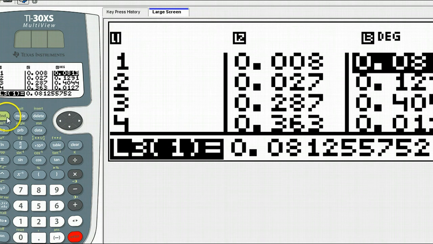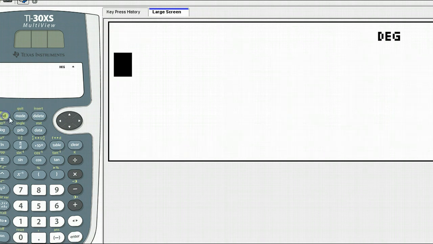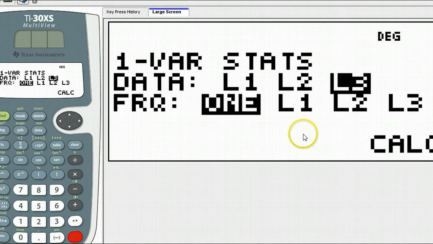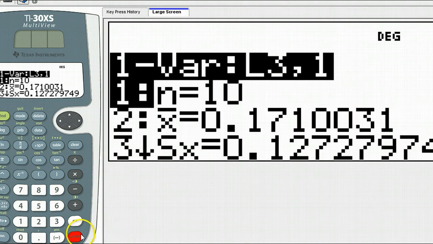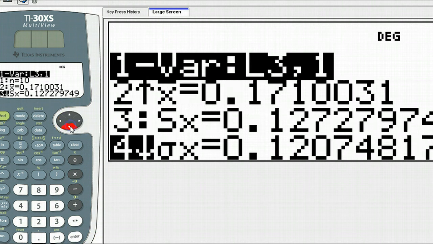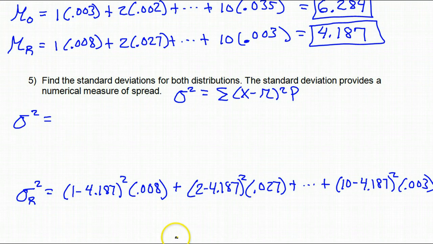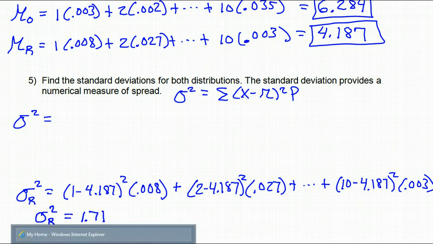So I will quit my way out of this first and then hit second data, one variable statistics, make sure you're on list 3, hit enter a few times, and scroll down to item number 5. So 1.71. Okay, so that is the variance of the rental units, 1.71.